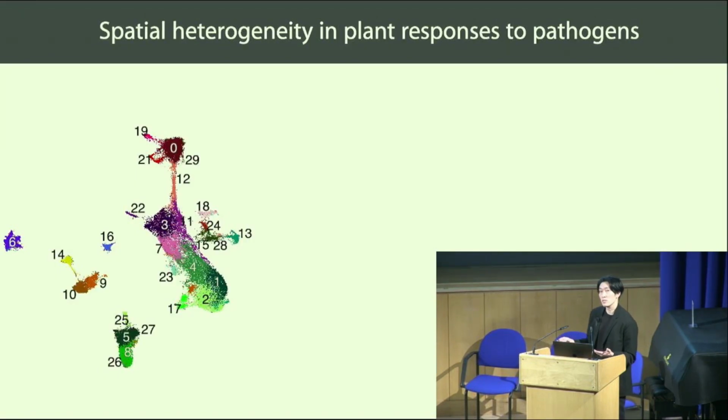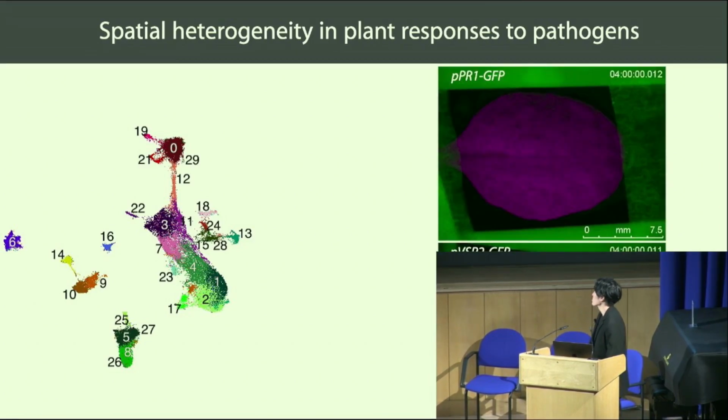Now, what single-cell multiomics doesn't tell us is the spatial information. We have no idea about where those cells came from. And spatial gene expression information is critical to understand plant immunity or plant-microbe interactions.